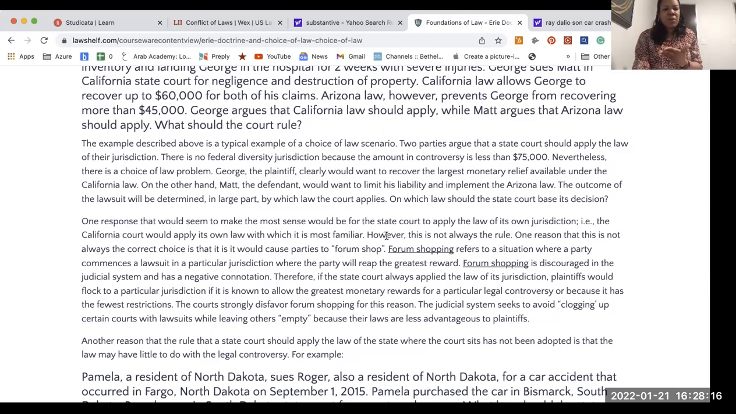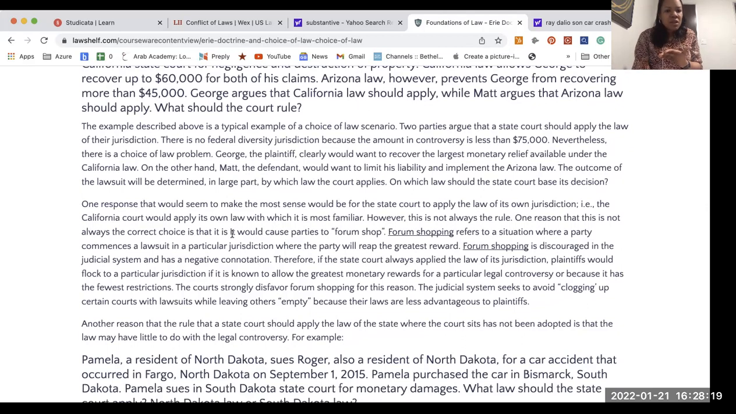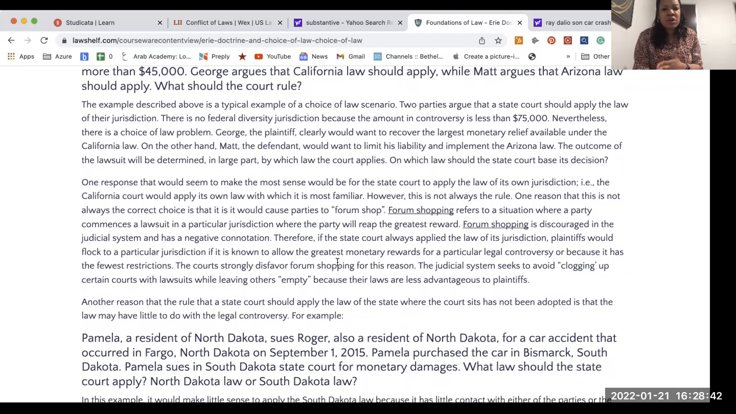One reason that this is not always the correct choice is that it would cause parties to forum shop. Forum shopping refers to a situation where a party commences a lawsuit in a particular jurisdiction where the party will reap the greatest rewards. Forum shopping is discouraged in the judicial system and has a negative connotation. Therefore, if the state court always applied the law of its jurisdiction, plaintiffs would flock to a particular jurisdiction if it is known to allow the greatest monetary rewards for a particular legal controversy or because it has the fewest restrictions. The courts strongly disfavor forum shopping for this reason.